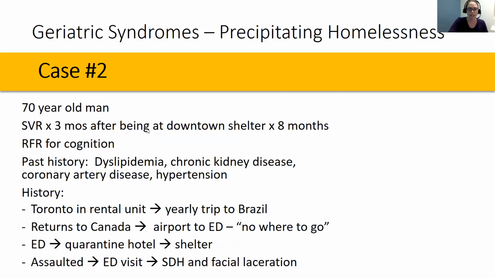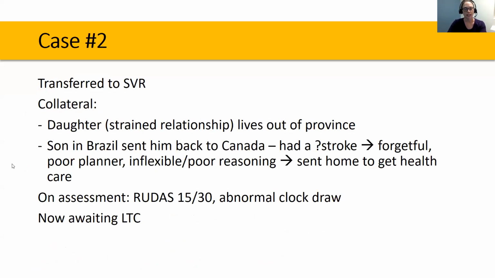So this is a 70-year-old man. He's been at Scarborough Village for 3 months after being at a downtown shelter for 8 months. He's referred for cognition. There's a history of dyslipidemia, chronic kidney disease, coronary artery disease, and hypertension. He was living in a Toronto rental unit, and he goes on a yearly trip to Brazil to visit his son. He returns to Canada, and at the airport, he goes straight to the emergency department because he reports having nowhere to go. From the ED, he is sent to a quarantine hotel and then to a shelter. In the shelter, he is unfortunately assaulted and suffers a subdural hemorrhage and a facial laceration. He's transferred to Scarborough Village.